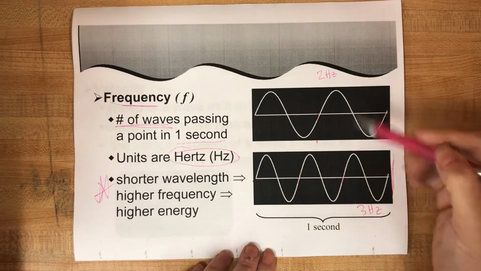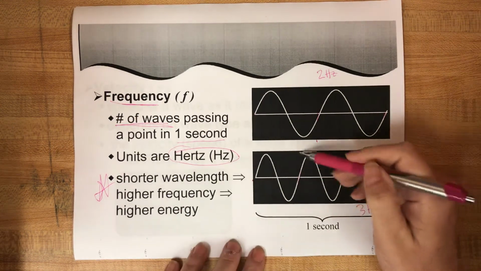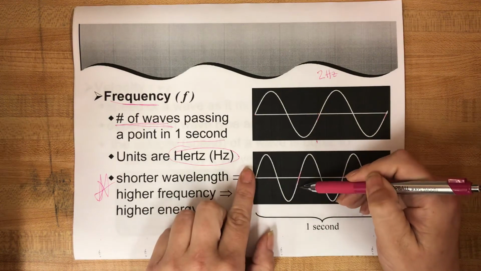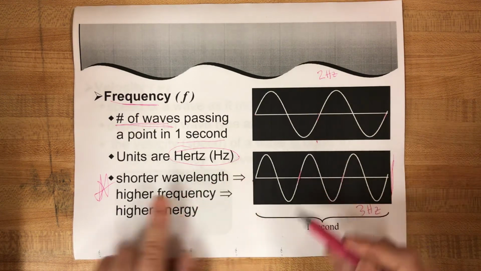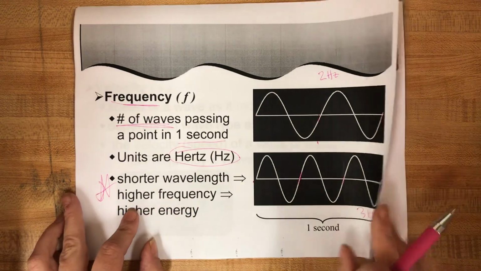So this one has the higher frequency, but if you notice, because it has a higher frequency, what has happened to the wavelength? The wavelength has gotten shorter. So that's what this is saying: higher frequency, shorter wavelength.